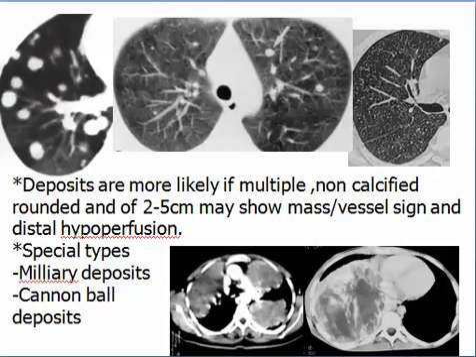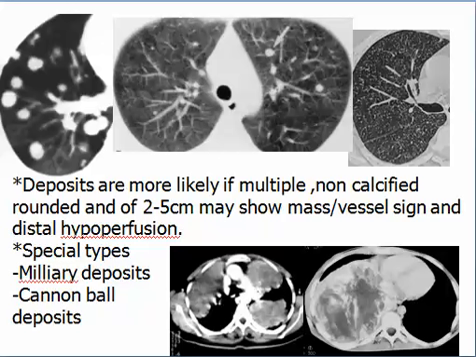Multiplicity are due to deposits, usually non-calcified round from 2 to 5 centimeter, and sometimes they are called cannonballs. May show the mass vessel sign, the tail, that vessel is going into the center of the nodule, and may show distal hypoperfusion. In miliary deposits, for example, the one on the right upper slide is an example of miliary deposits as the snowstorm of thyroid, and on the left is the cannonballs.